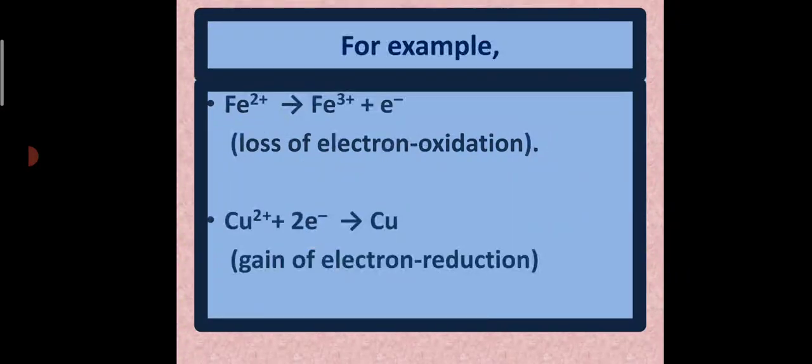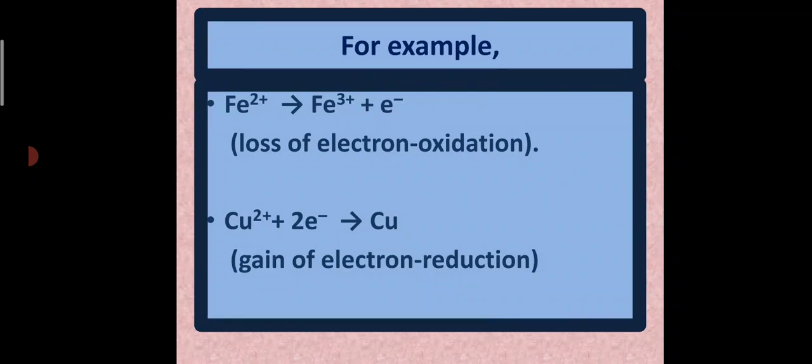So if you see here, in Fe2+, iron is already lacking 2 electrons, that is why we have written Fe2+, yes or no? Here I am going to remove one more electron from iron, so it is going to lose one more electron along with this 2 plus. So it will become Fe3+ and one electron is removed. So loss of electron means it is oxidation.